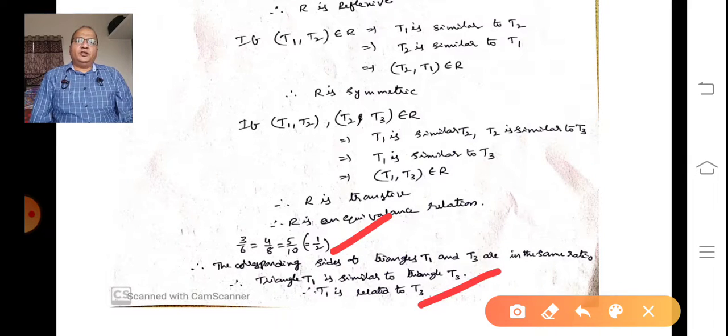Even though T1 and T2 are right angle triangles, they are not related. Because what is the definition of similar triangles? In two triangles, the corresponding sides' ratios must be the same. Then the triangles are said to be similar triangles. So among the given ones, T1 and T3 have sides in the same proportion. Hence T1 and T3 are similar to each other. Therefore T1 is related to T3.